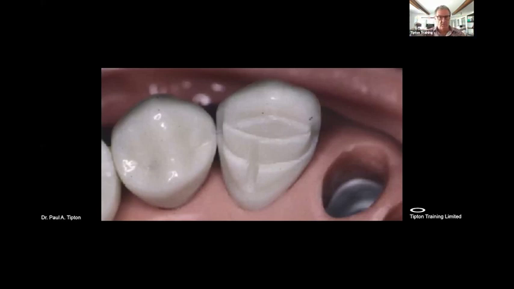Therefore, for resistance form, I need to have some form of ledge, shelf, resting seat, call it what you will. And in fact, here I have 1, I have 2, I have 3. This is not what we'll do for every case. This is the maximum, okay? This is the maximum resistance retention form we would ever dream of putting into a case. So in order to stop apical displacement, we have a rest seat.